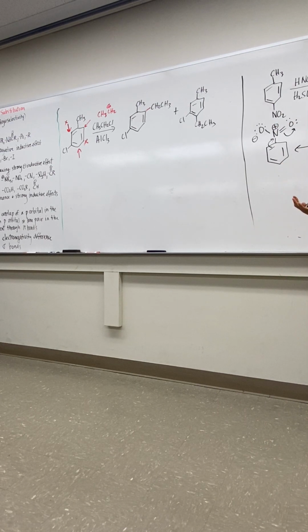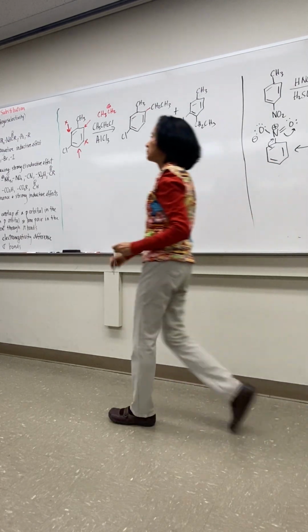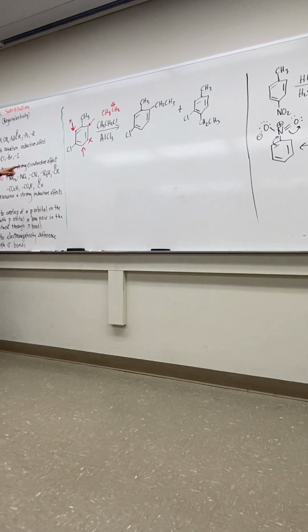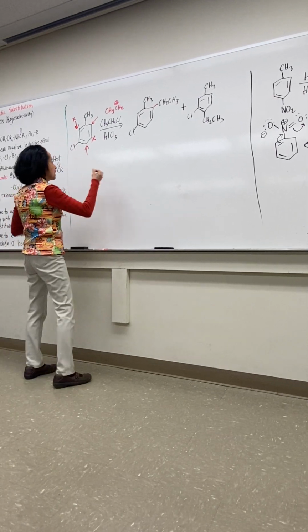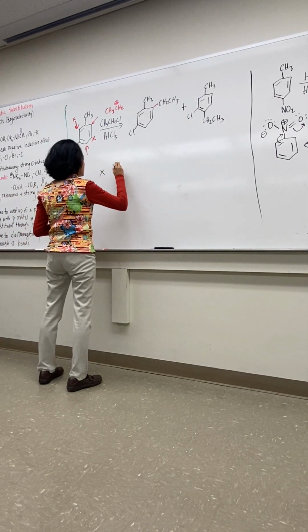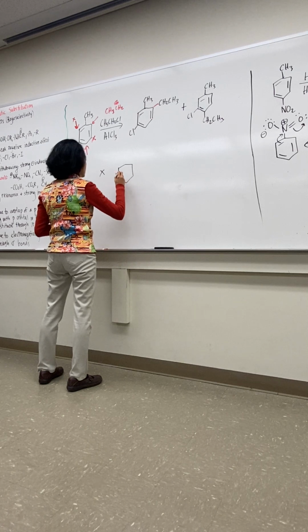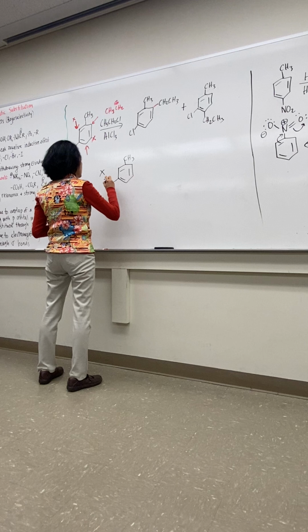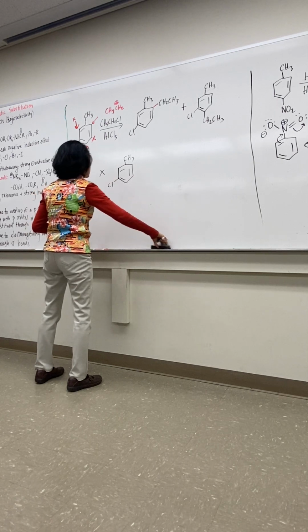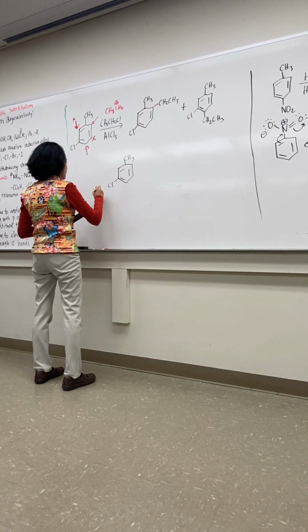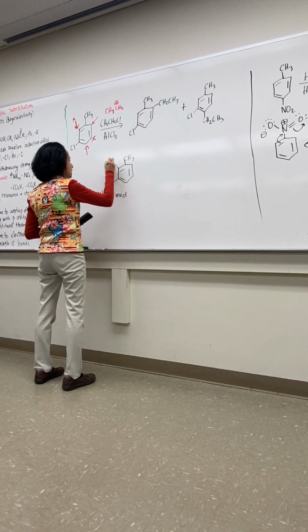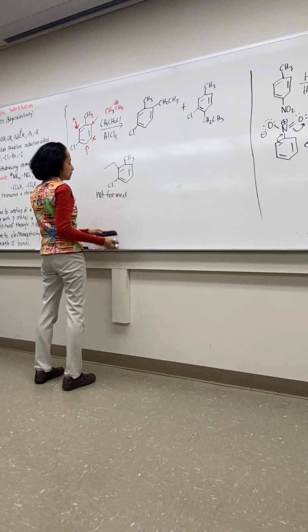Do you understand the reasoning? So this part will not be favored. That means I will not make this. I cannot synthesize it because it's too crowded. So I can also just write it as not formed. I can also write it just like this, but it's not going to form.